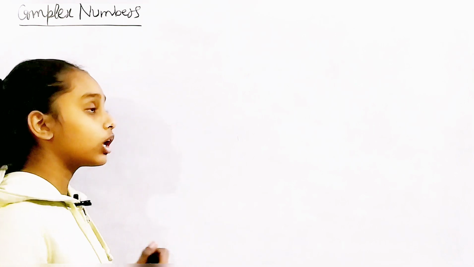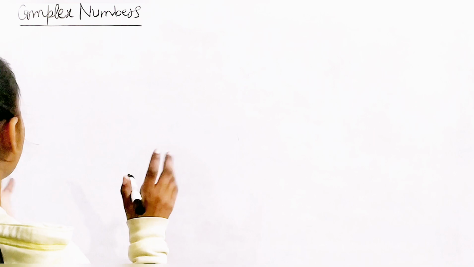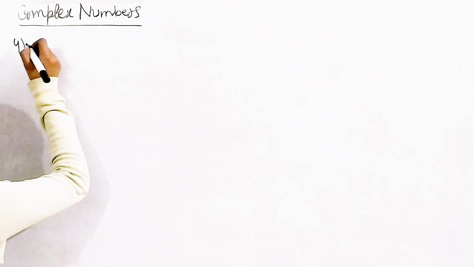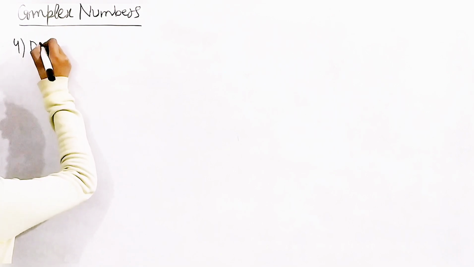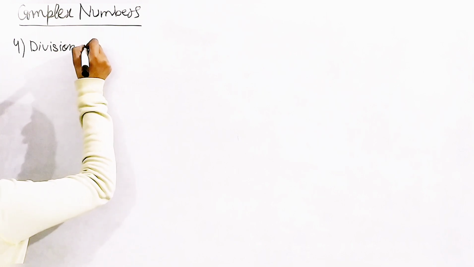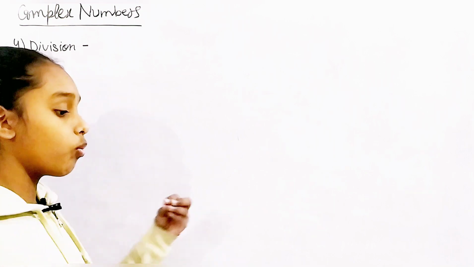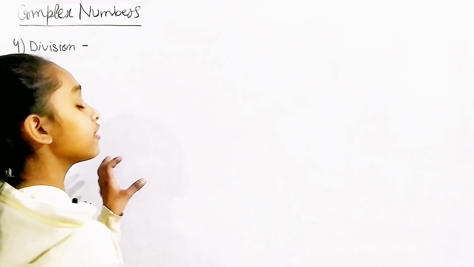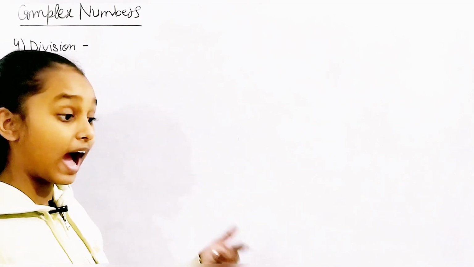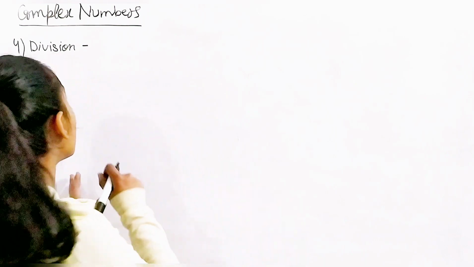First of all, I don't think there's any need to write the headings. I'm just directly going to write. It's our fourth operation, division of complex numbers. In division, we have a different kind of thing from the other operations like addition, subtraction, and multiplication. So let's see how it is different.